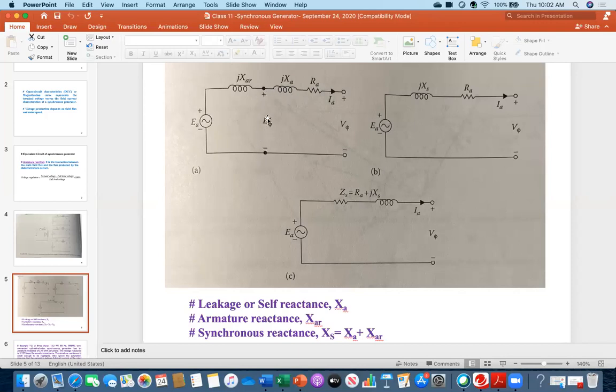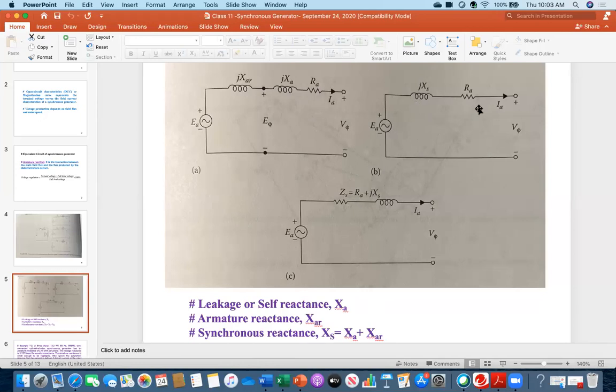This is called the air gap voltage, E phi, this symbol. V phi is the terminal voltage, E phi is the air gap voltage. And then if you add the other drop, that IA multiplied by jXA, then ultimately you will be getting the internal generated voltage. So that's why you see that XA and XAR, as I have written at the bottom, synchronous reactance, that is added up. So that's why it is jXS.